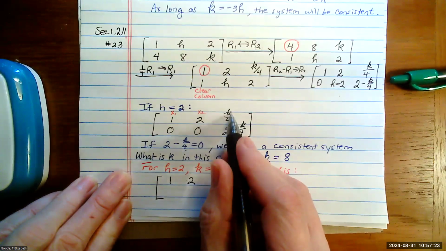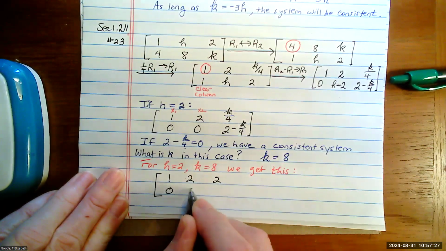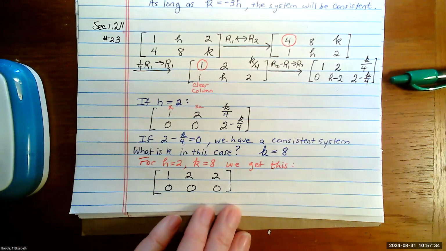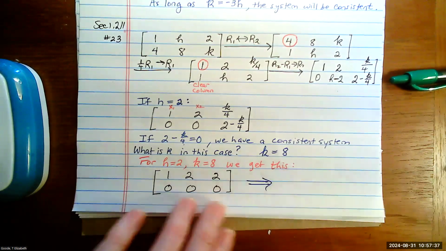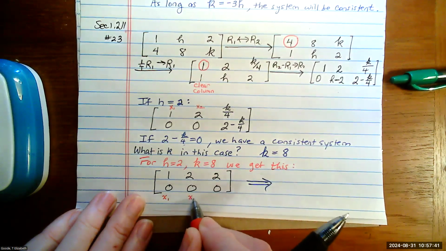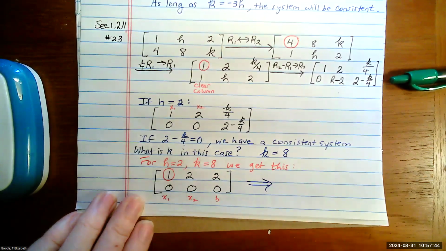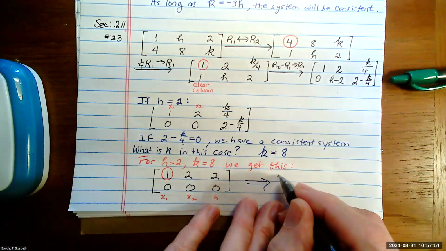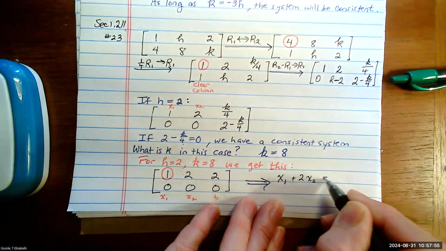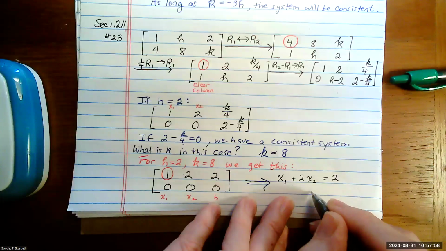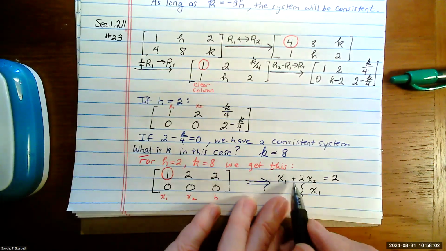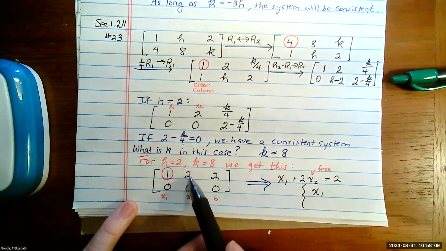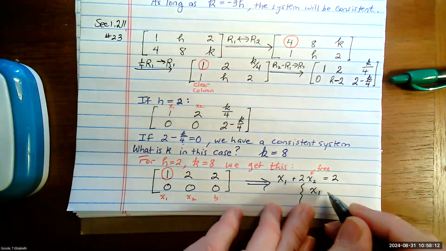1, 2, 8 over 4 is 2, 0, 0, and of course, 0. And that is a system that we can reconstitute right now, because it's now in row reduced echelon form. There is only one leading one, okay? So this says that x1 plus 2x2 is equal to 2. In other words, our solution looks like solving for x1 in terms of our free variable. x2 is free, right? Because the column for x2 has no leading 1 in it. So x2 is free.